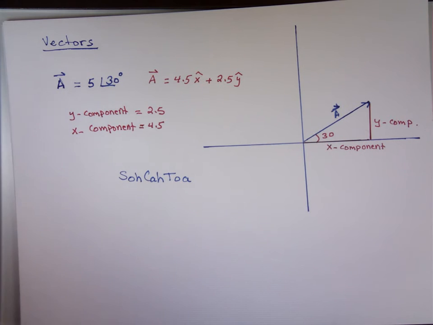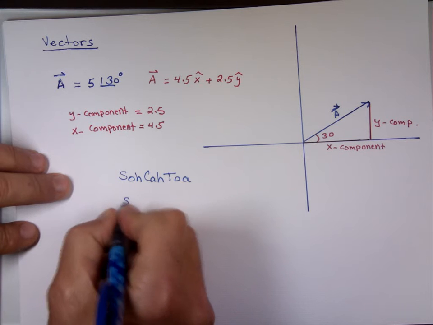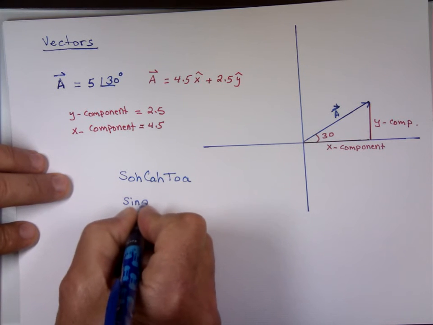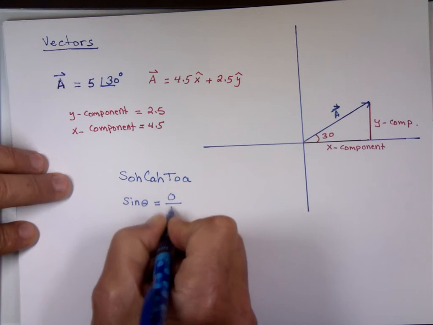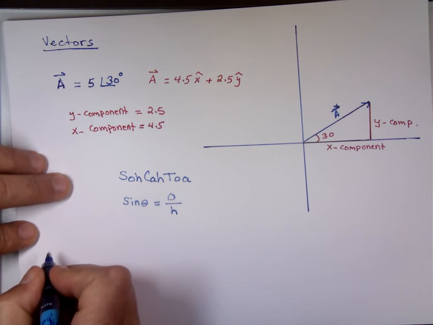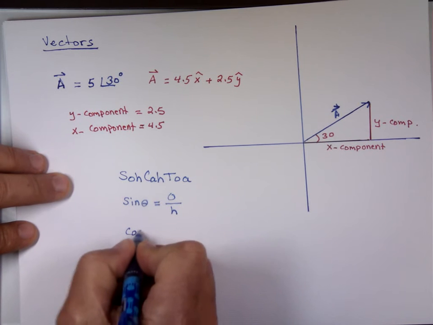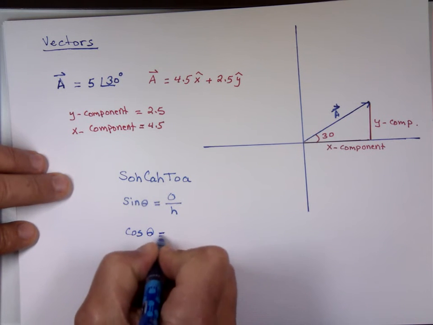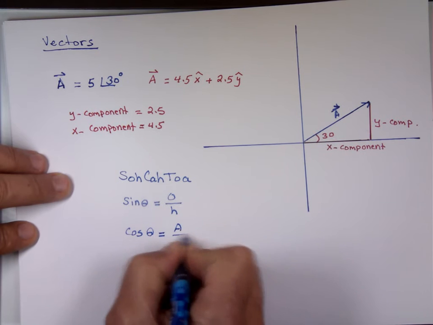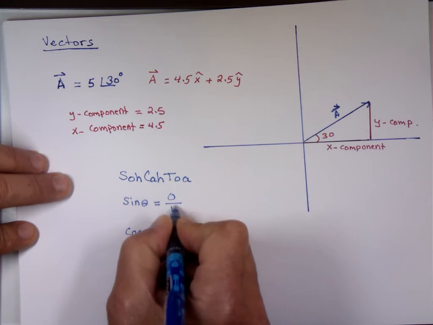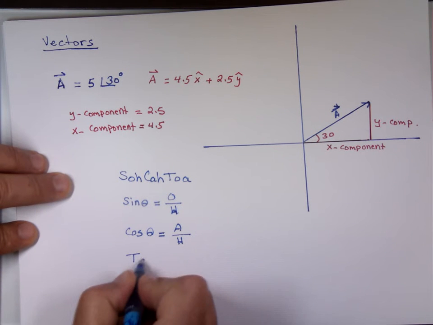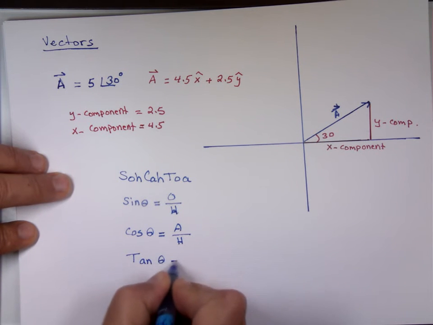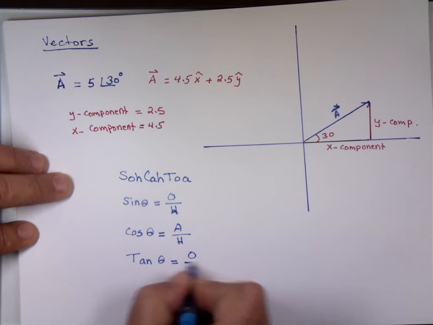What does SOH CAH TOA stand for when you cover that topic? It says to find the sine of an angle, it's the opposite over the hypotenuse. The cosine of the angle is what? Adjacent over the hypotenuse. And to find the tangent is what? Opposite over adjacent.